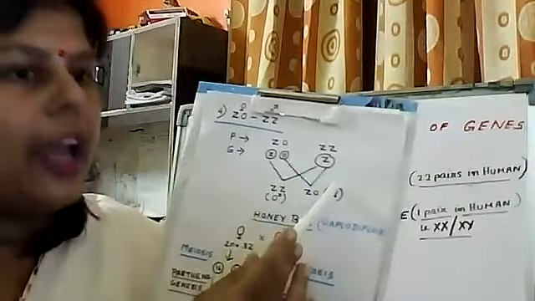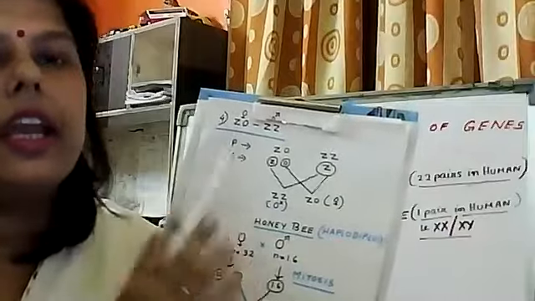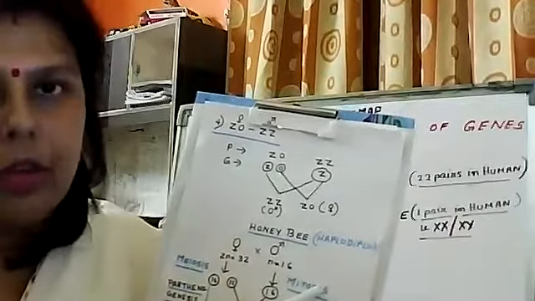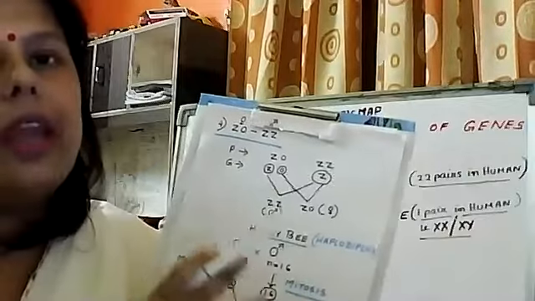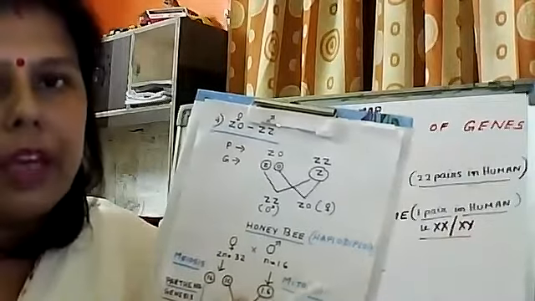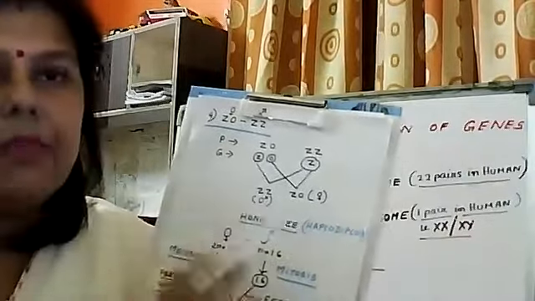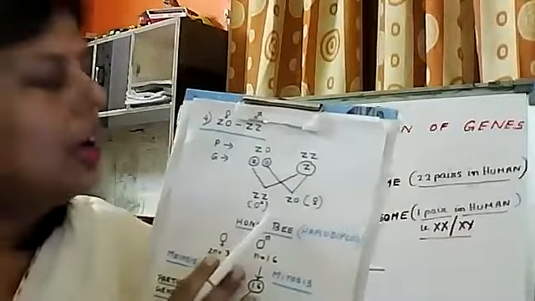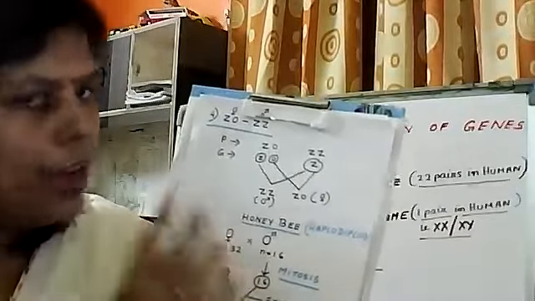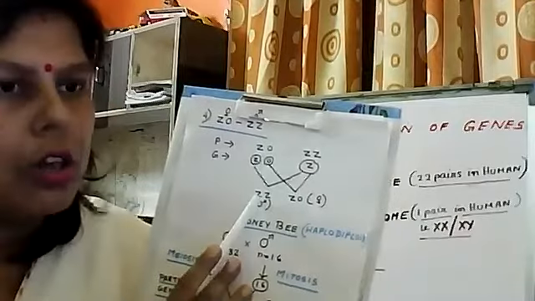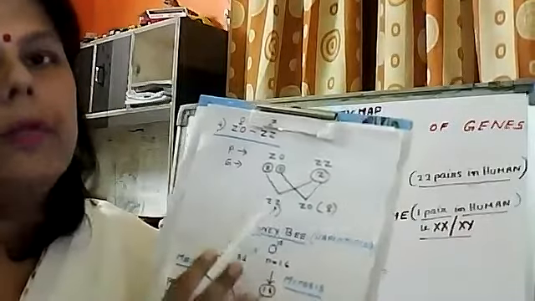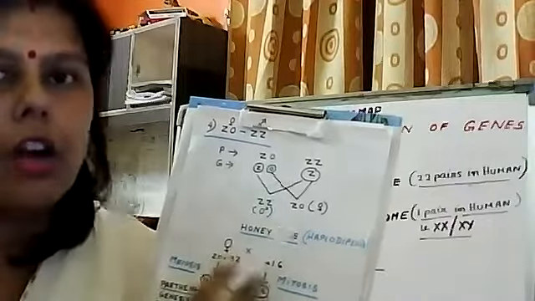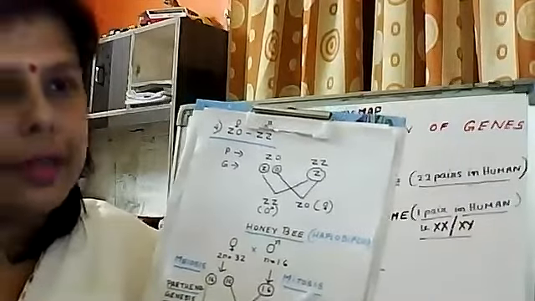So in this way, sex determination is found in different groups of organisms, which may be human, fruit fly, or birds. Very often questions are asked based on sex determination. So when you are asked, you have to show the crossing and explain it, according to whatever the question asks.